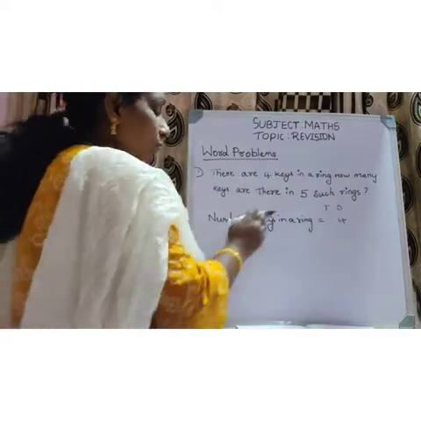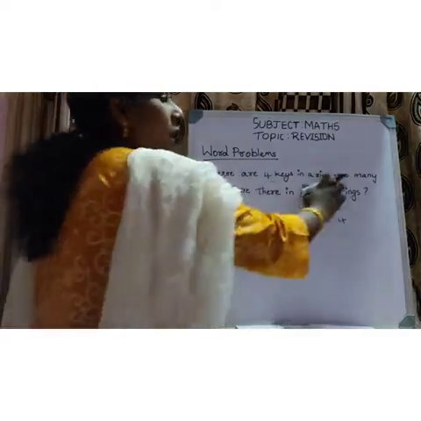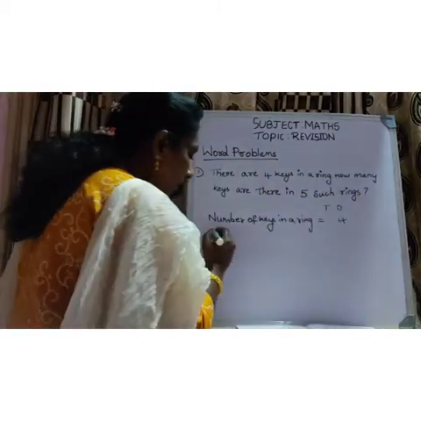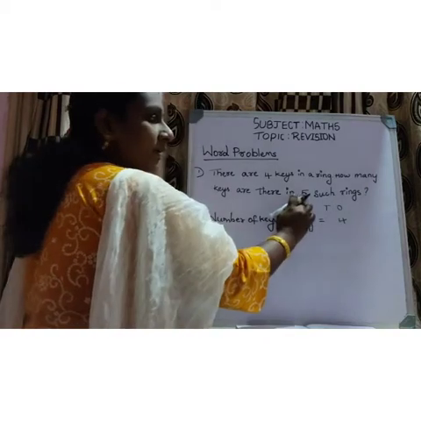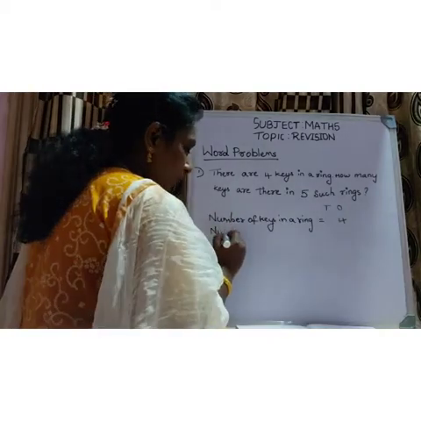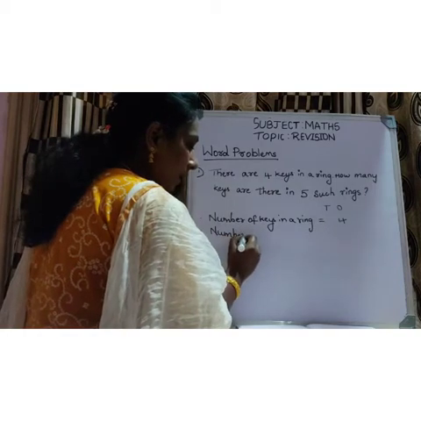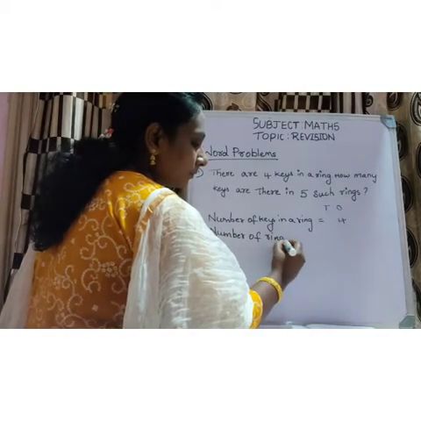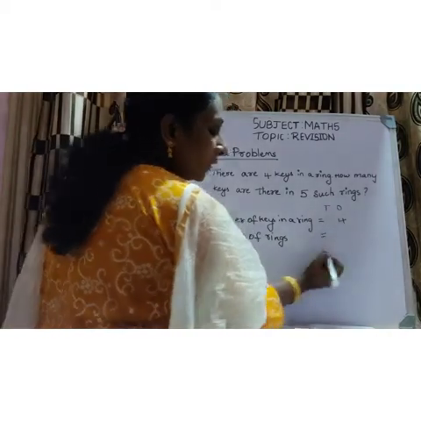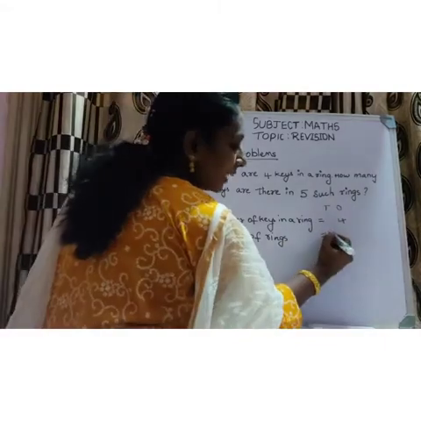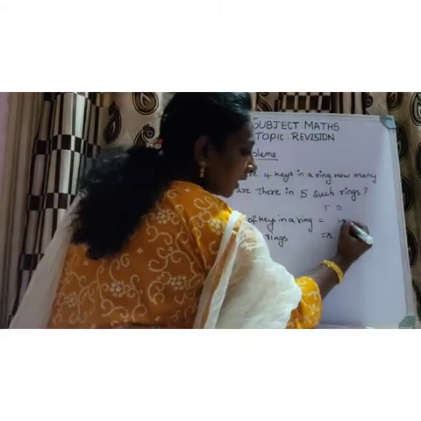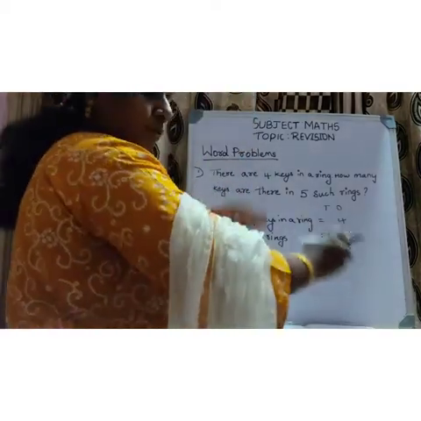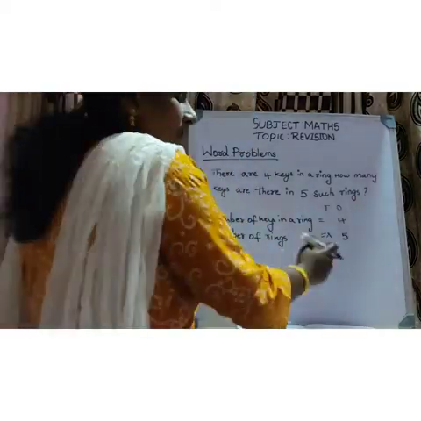The next one is, how many keys are there in 5 such rings? So number of rings. How many rings are there, children? 5 rings. So write 5 here, straight under the 4, because 5 is also only a ones digit. You should write it in the ones place.